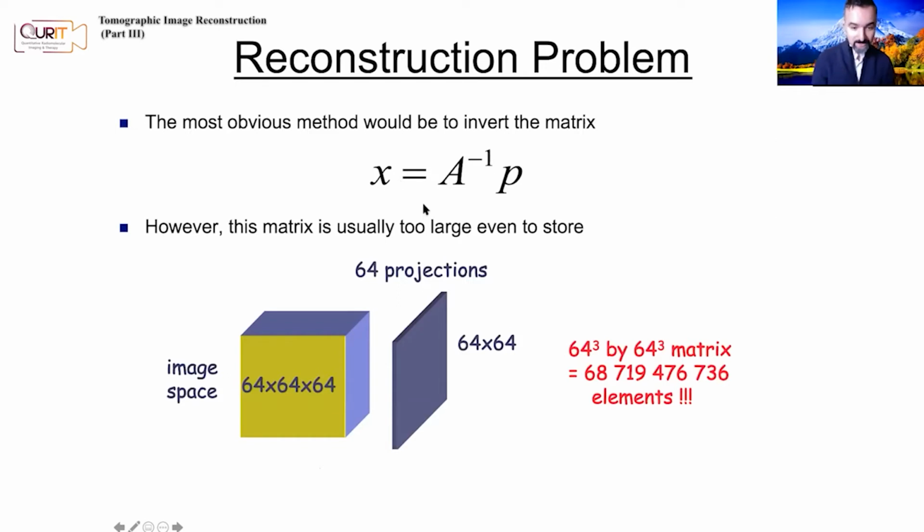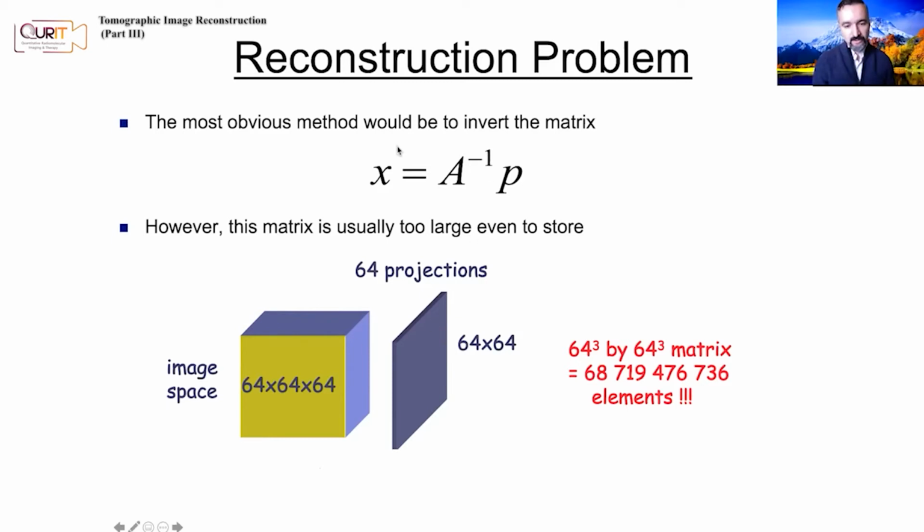The problem is this matrix is extremely large. Why? Because think 3D here, and think actually a small image. In practice, we're looking at 128 cubed or 256 cubed of those kind of orders, give or take, right? But let's say 64 cubed kind of image. And you're projecting it onto a let's say gamma camera that's 64 by 64, and let's say you're rotating it at 64 angles around the patient.